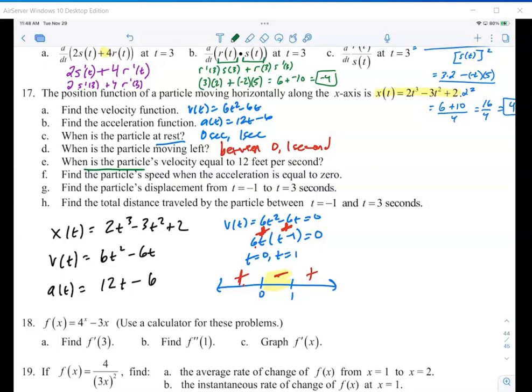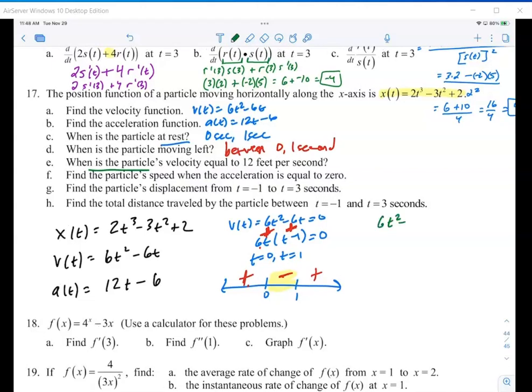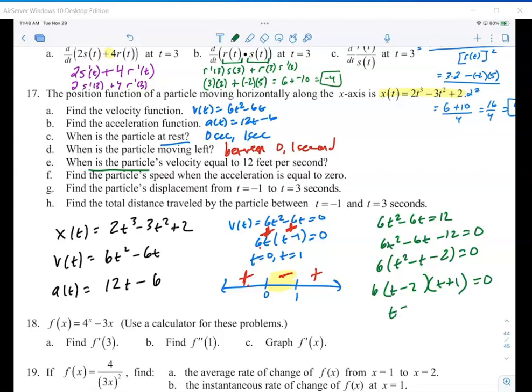When is the velocity equal to 12? Well, let's bring that over, so it says 6t squared minus 6t minus 12 equals 0. Let's factor out a 6, and then that becomes t minus 2, t plus 1. So the velocity is equal to 12 feet per second at negative 1 seconds and 2 seconds. Unless it specifically tells you the time can't be negative, we're going to go ahead and count negative time because it's right. That just means it happened before I started keeping track or whatever.